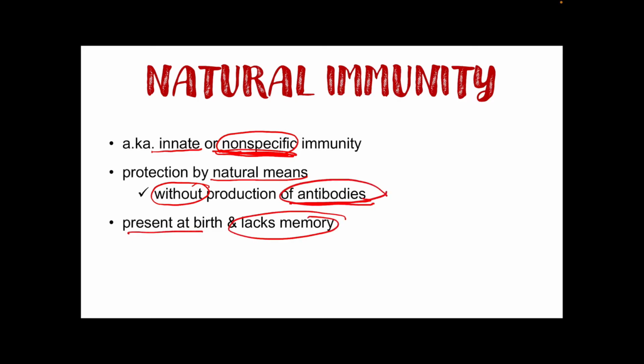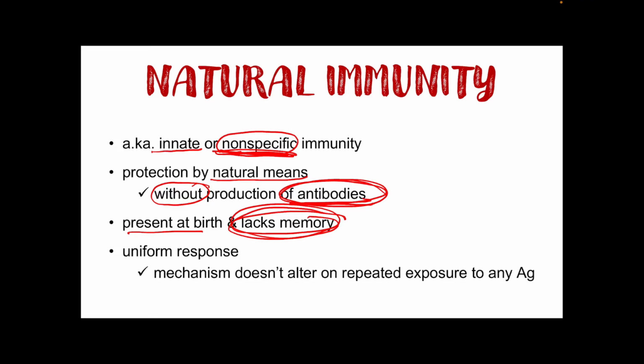So take note of the two here, the production of antibody and the memory, because this differentiates natural immunity from adaptive immunity. Again, in natural immunity, there is no production of antibody and there is no memory. However, in adaptive immunity, there is production of antibody and there is already a memory. And also, natural immunity has a uniform response. So the primary response is equal to the secondary response. That means the mechanism doesn't alter on repeated exposure to any antigen.